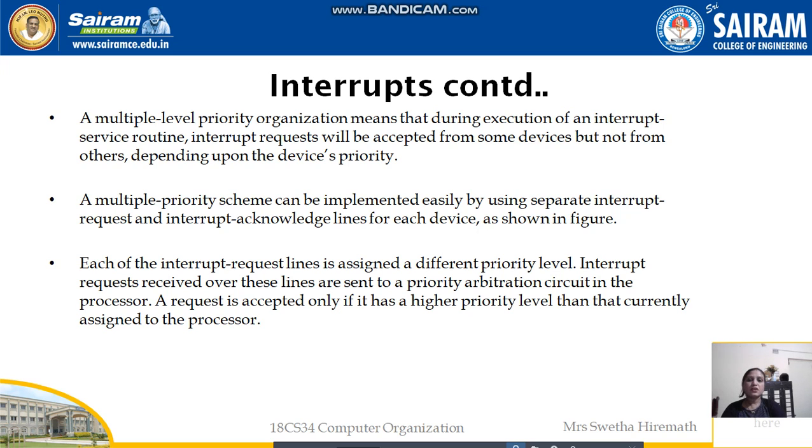Multiple priority schemes can be implemented easily by using separate interrupt request and interrupt acknowledgement lines for each device. We have a diagram which depicts how the service is provided by the processor to the devices connected over the bus. Each of the interrupt request lines is assigned a different priority level. Interrupt requests received over these lines are sent to a priority arbitration circuit in the processor. A request is accepted only if it has a higher priority than that currently assigned to the processor.